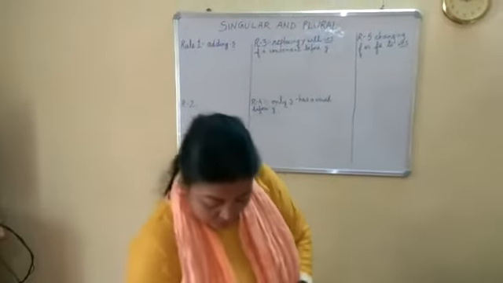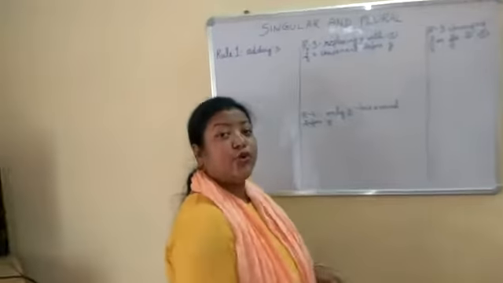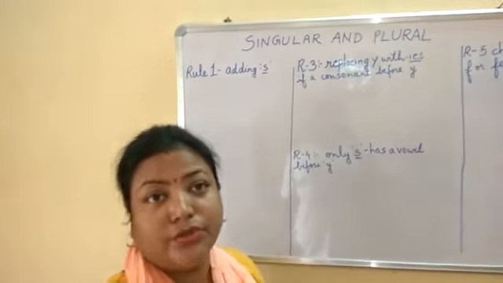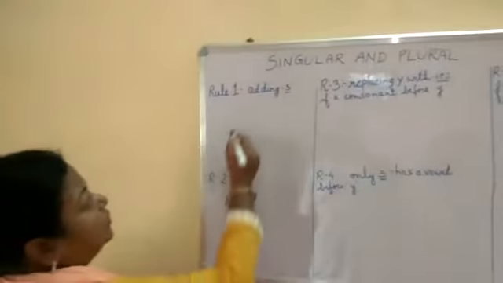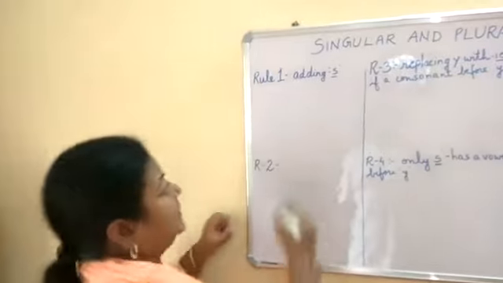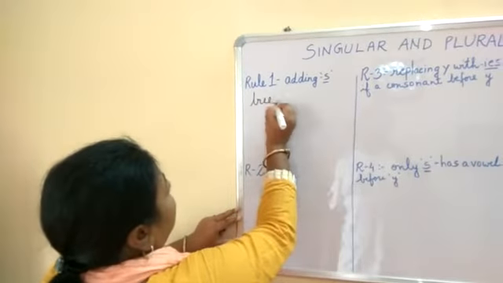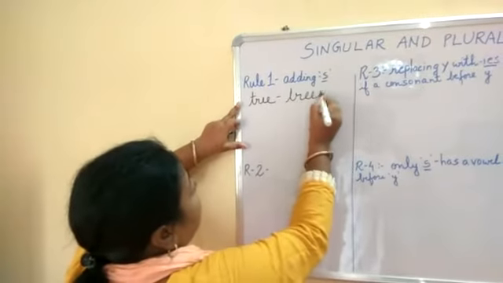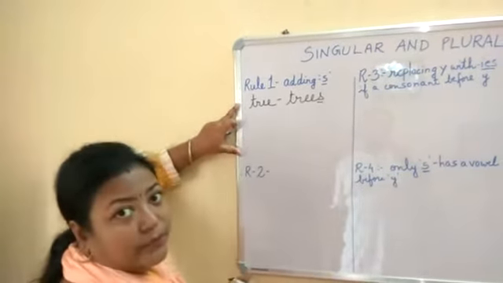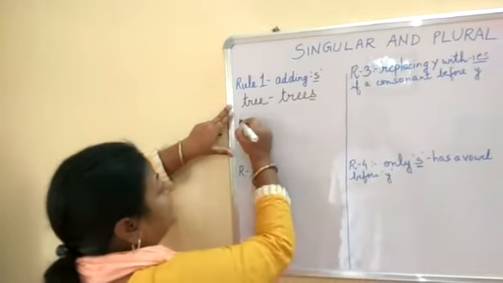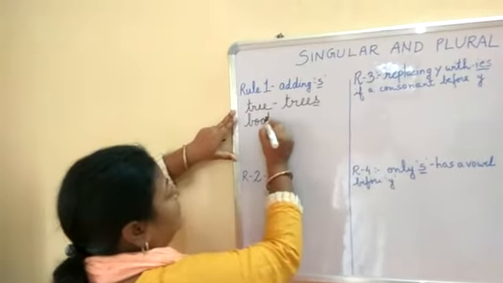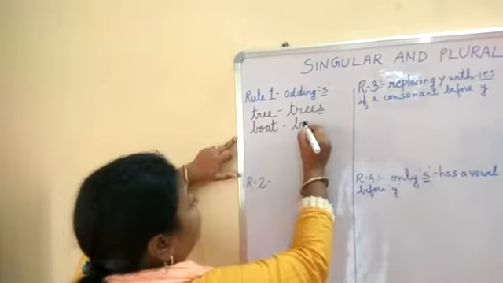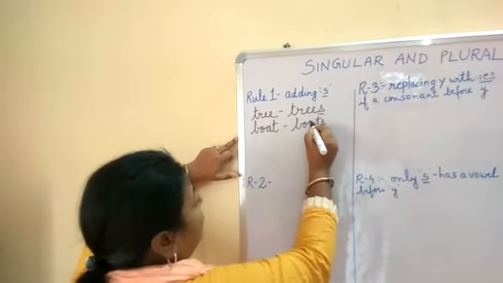So let us now learn the rules which you have already learned, children, in classes 2 and 3. But then also I want to revise with you. The first rule is only by adding S, like tree. So I want to change tree into plural. So I will add only S to make the word plural. Okay, another word, boat. Boat is a singular word. I want to make it plural. So, B-O-A-T-S, boats.